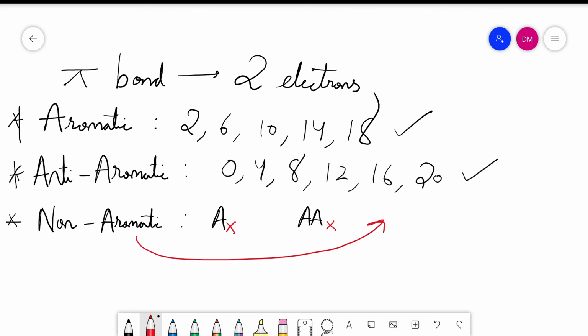Understood? So you must take a screenshot of this to be much more clear. Pi bond, 2 electrons. If 2, 6, 10, 14, 18 electrons are present, then it's aromatic. If 0, 4, 8, 12, 16, 20 electrons are present, then it is anti-aromatic. And if both aromatic as well as anti-aromatic conditions fail, then this will lead to non-aromatic. So let's get started with the examples.